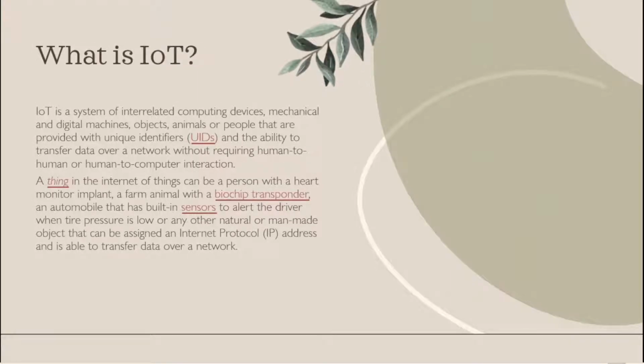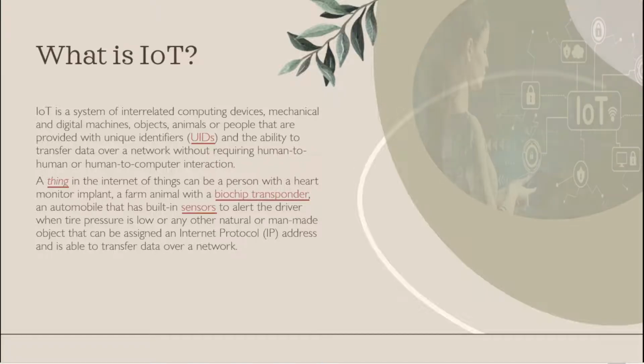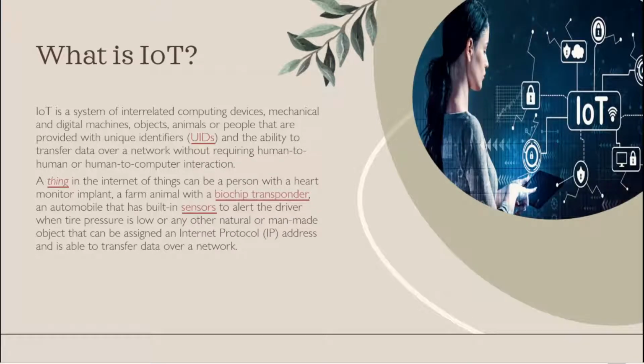So what is IoT? IoT is a system integrated with computer devices, mechanical and digital machines, objects, animals, or people that are provided with UIDs and the ability to transfer data over a network without requiring human-to-human or human-to-computer interaction.